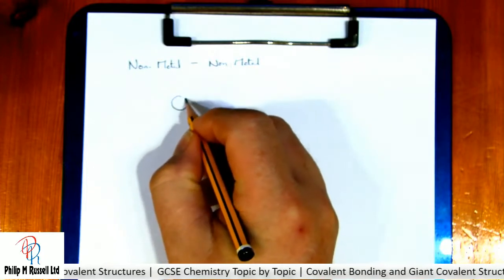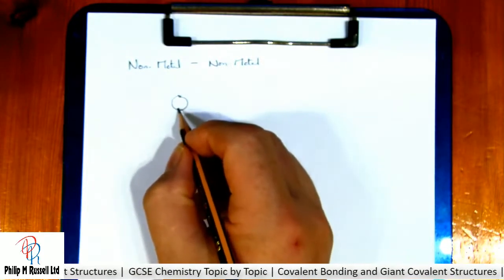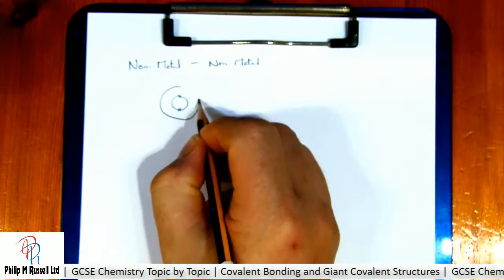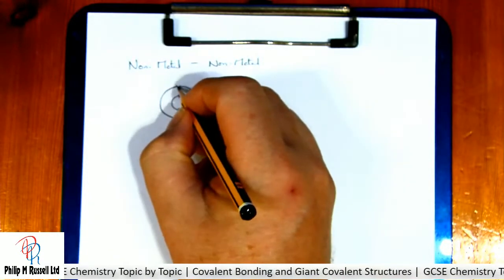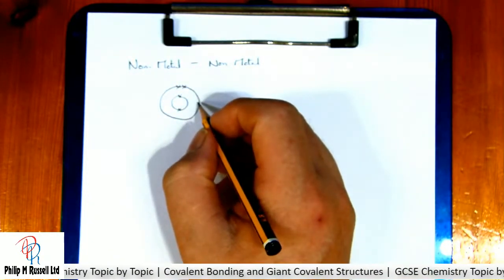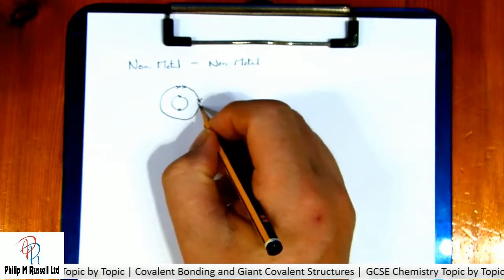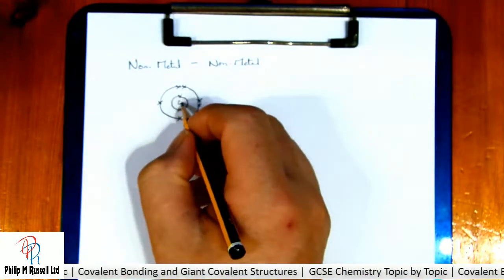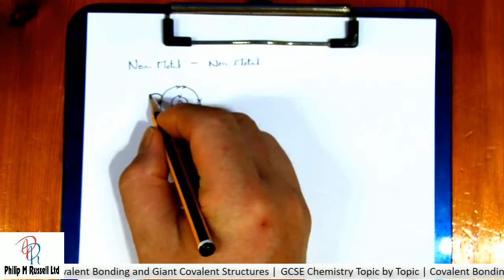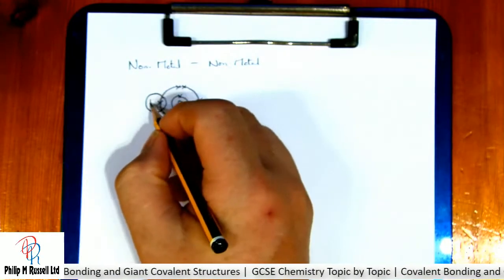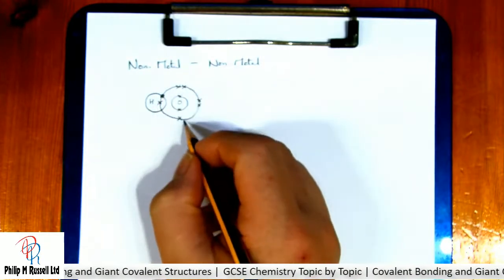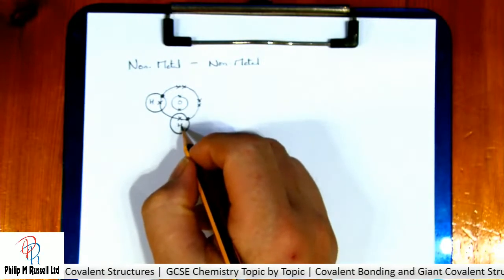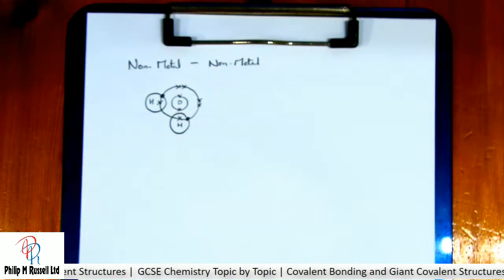So oxygen has got 2 electrons in its inner shell, and in its outer shell it's got 1, 2, 3, 4, 5, 6. Now when the oxygen here reacts with something like water, hydrogen comes along and it's got 1 electron in its only shell, and this is what we get.